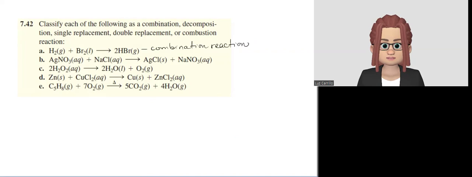Next, we have HgNO3 and NaCl. These are two compounds that are ionic, and I can see that in the product, there was an exchange of partners. So this suggests that this is a double replacement reaction.